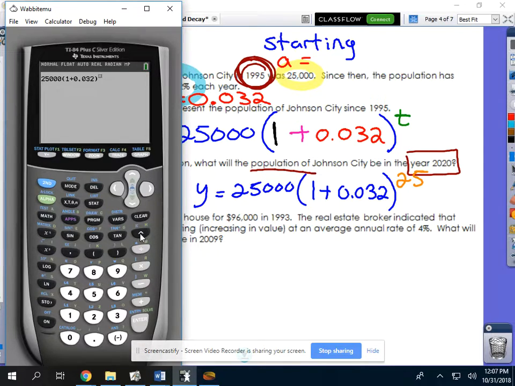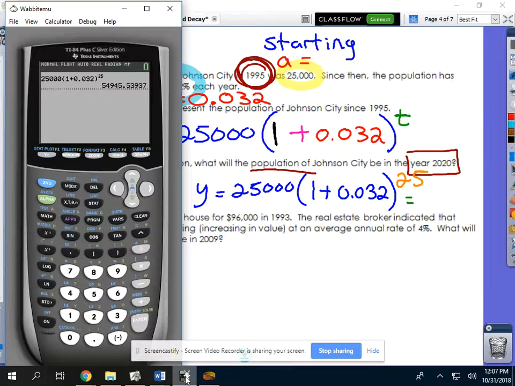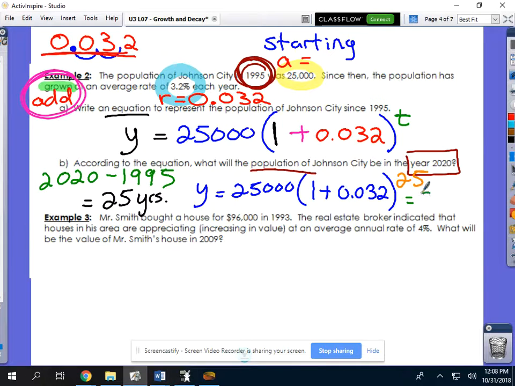Raised to what? Raised to the 25th power, and then hit enter. So here we are. Our answer is, in this case, can't pull up both screens. I'm going to have to read it out first. 54,945. Now notice it's 0.53 and so on, but those are people. We can't have 0.5 of a person. So really our answer is 54,945 people. That is the population of Johnson City.